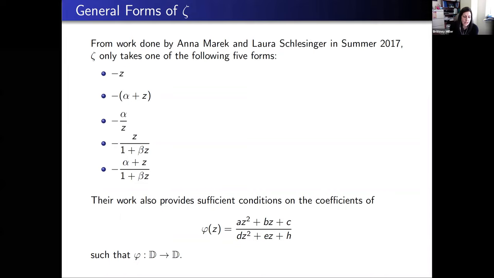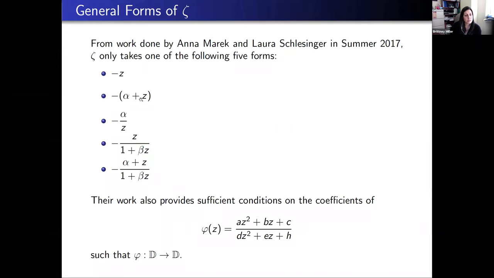And as they were working on that, they also came across some sufficient conditions on the coefficients of phi, being this second degree rational map, so that it maps the disk to itself. And it turns out in particular, we know a couple of things when zeta of z is one of these first two functions.